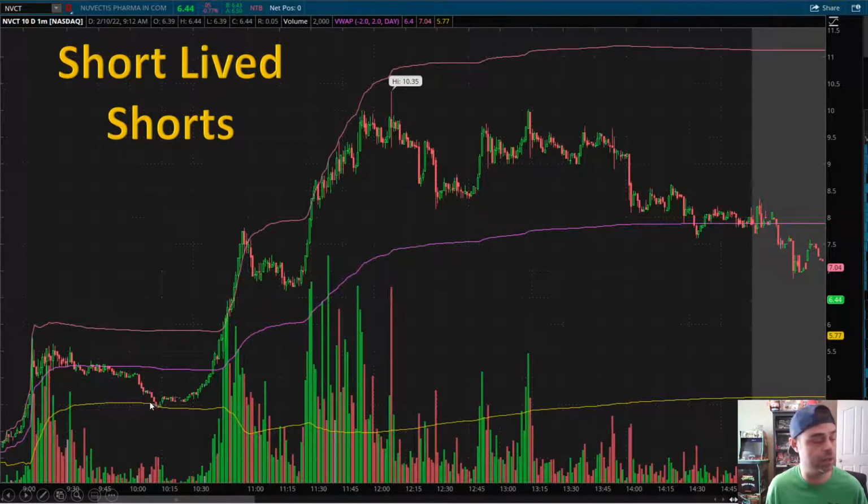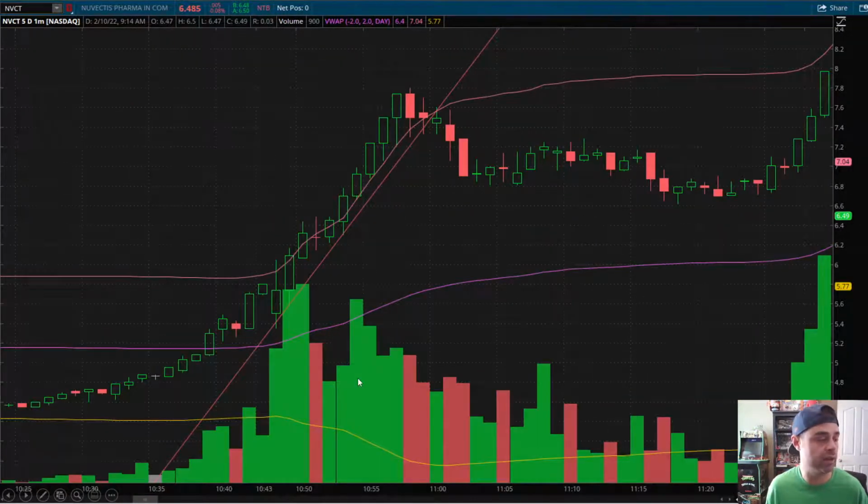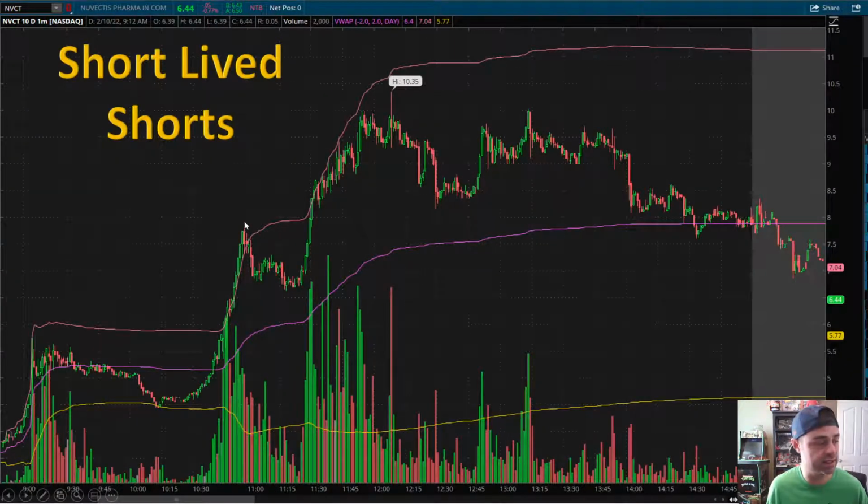Got to be locking it up at the lower VWAP band. I already went over that one with the shelf shorts earlier. Now from there, where to short it? The next area up, we're going to get to this area right here.